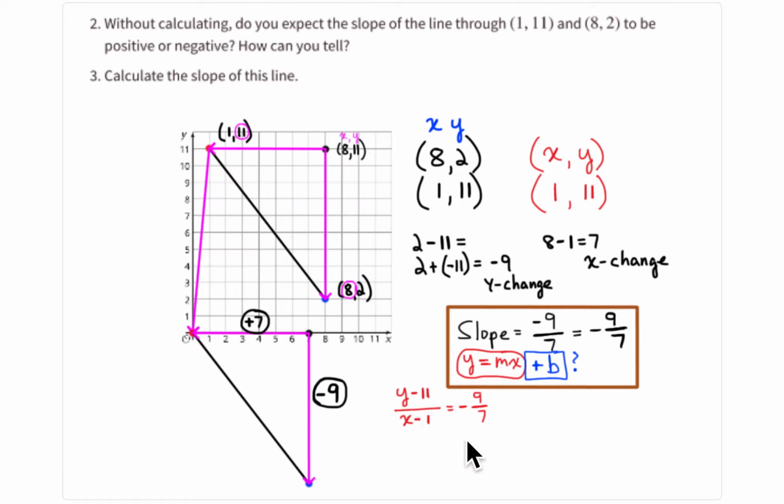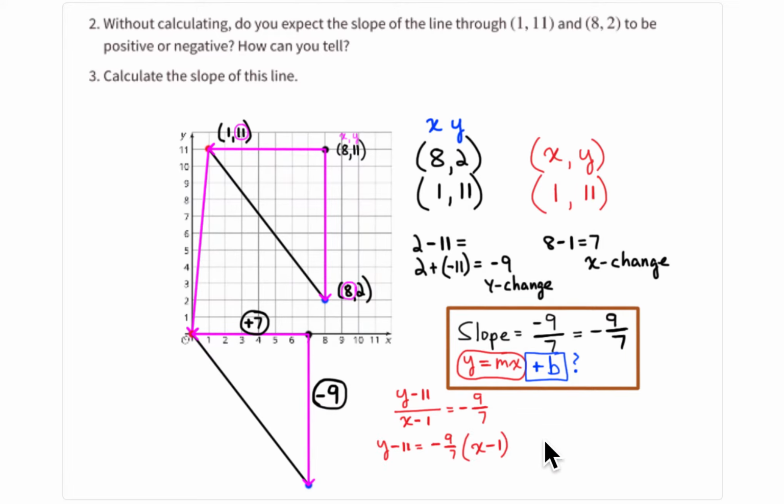And this gets harder and harder to see as we move away from easy whole numbers, but keep it as fractions and don't worry about it right now. All right, so the next step is to write this. So y minus 11 is a negative 9/7 the change in x, which is x minus 1. So now we can write that. y minus 11 equals a negative 9/7 times the change in x, x minus 1. So the change in y is a negative 9/7 the change in x. So now we can write that equation.